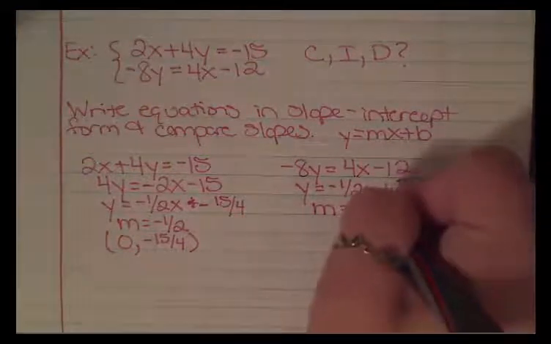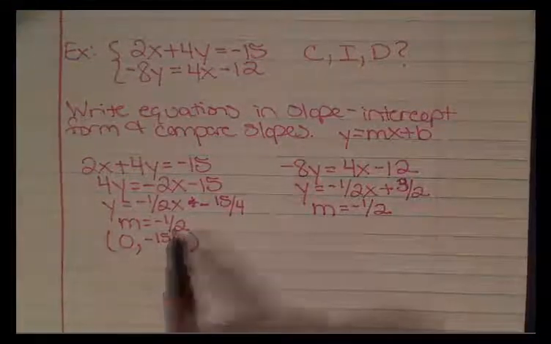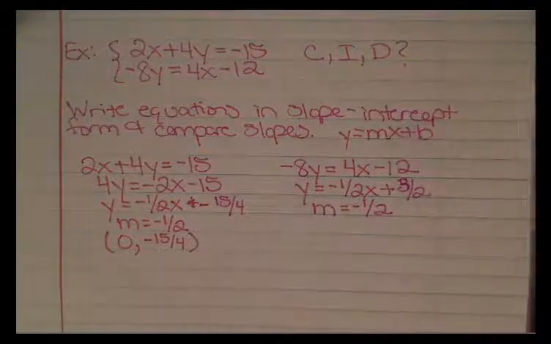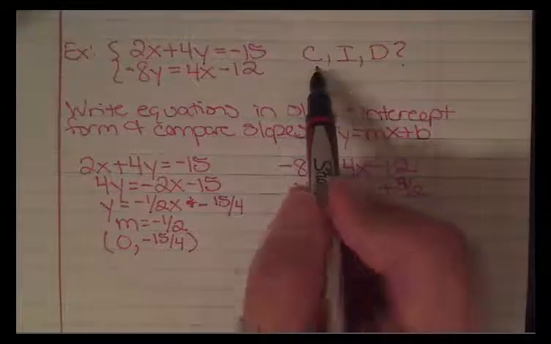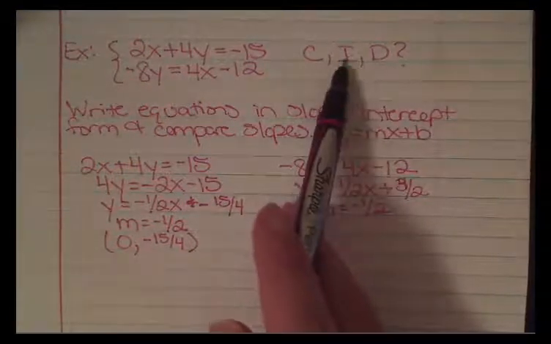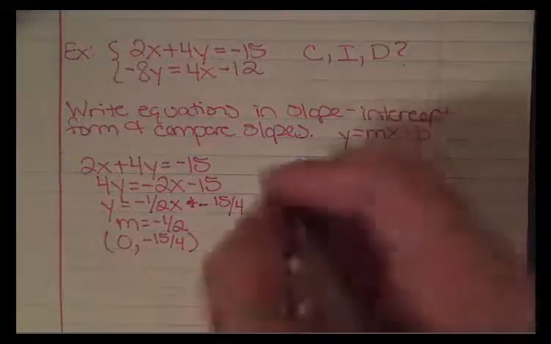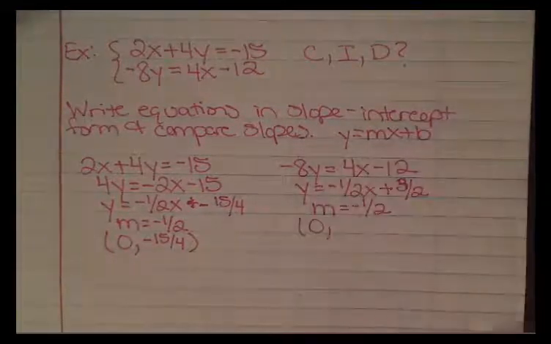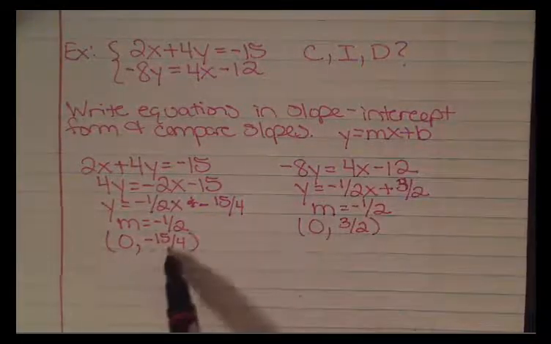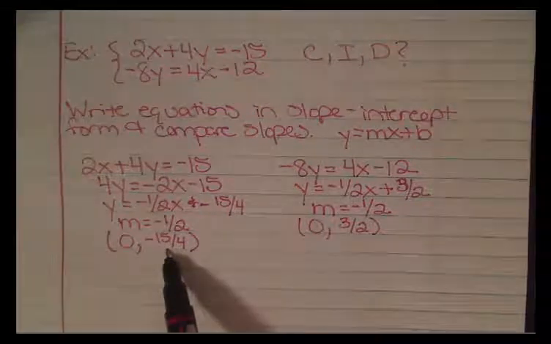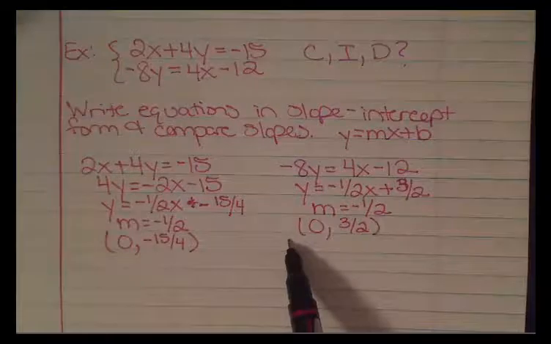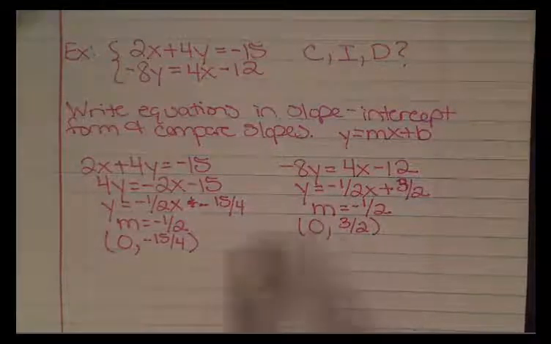So that means it's not going to be consistent, because our slopes have to be different to be a consistent one. It's either inconsistent or dependent, so we have to know what our y-intercepts are. Our y-intercept on the first one is (0, negative 15/4), and our y-intercept on the second one is (0, 3/2). Are those the same? No. Since these are not the same, that means we are inconsistent.